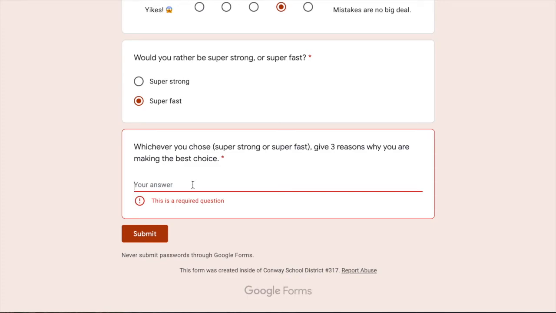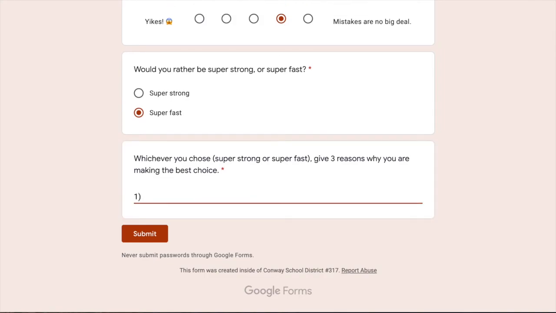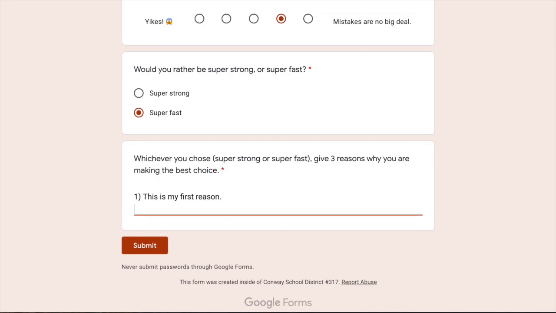Oh goodness, what did I choose? Super fast? Okay, well, because I don't want to spoil your awesome answers, I'm going to do a list, and I'm going to say this is my first reason. Please don't write this is my first reason and my second reason. Actually give us some stuff. It'll be really cool to read your answers.